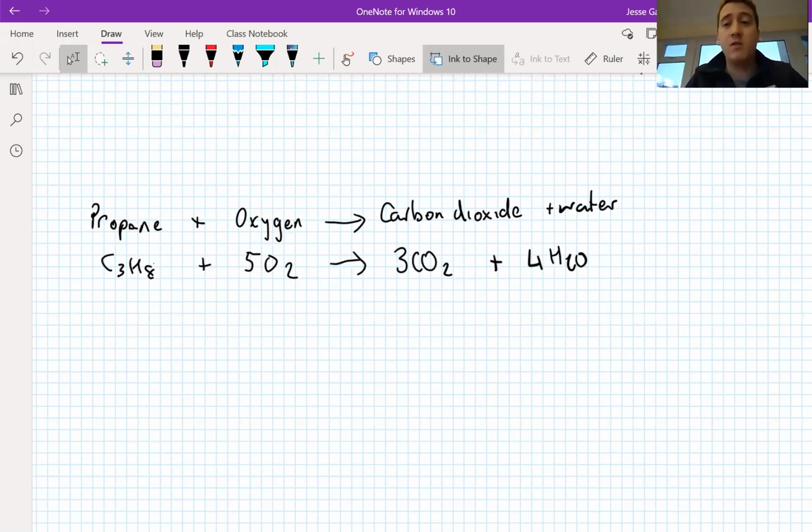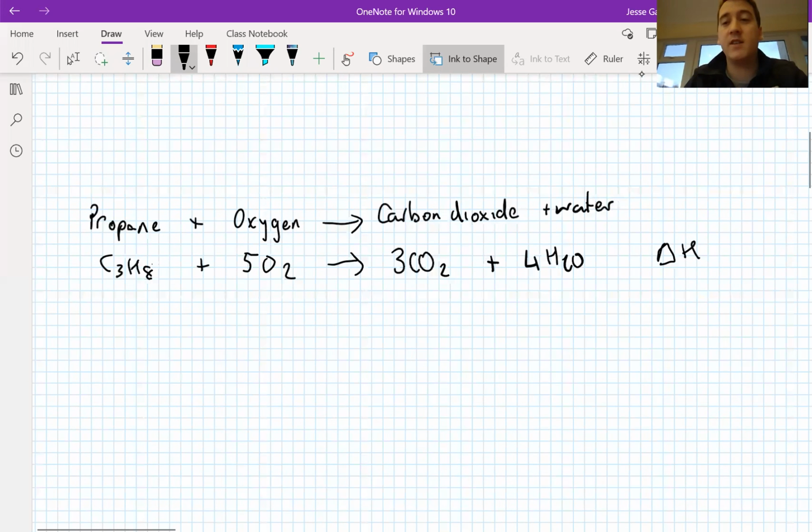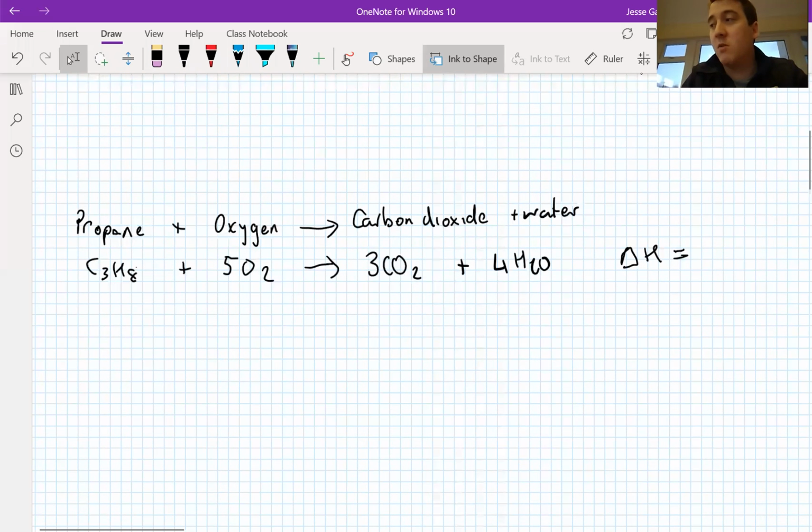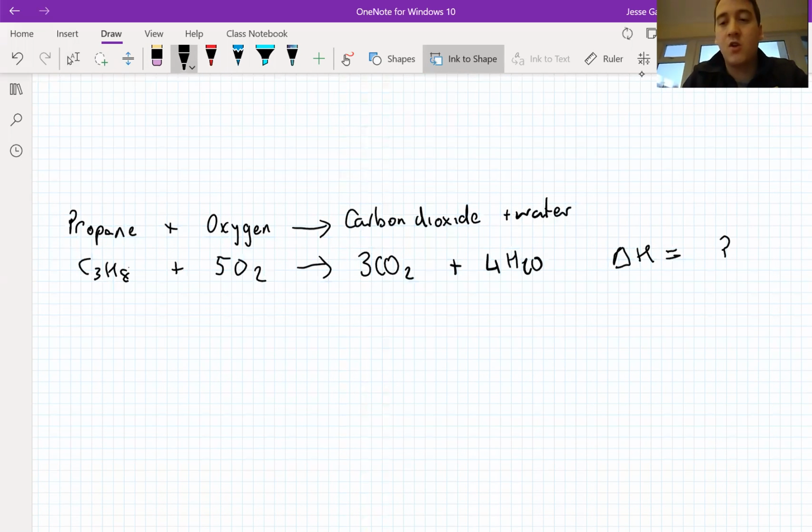Now, obviously, when we do this reaction, we're going to get a delta H. Every chemical reaction is going to have a delta H. Delta H, what does this mean, please? So by speaking your answer to the screen, tell me what delta H means. So 1, 2, 3. Delta H is a change in energy or change in heat when a chemical reaction happens. So delta H is equal to some number, but we're not sure how much.